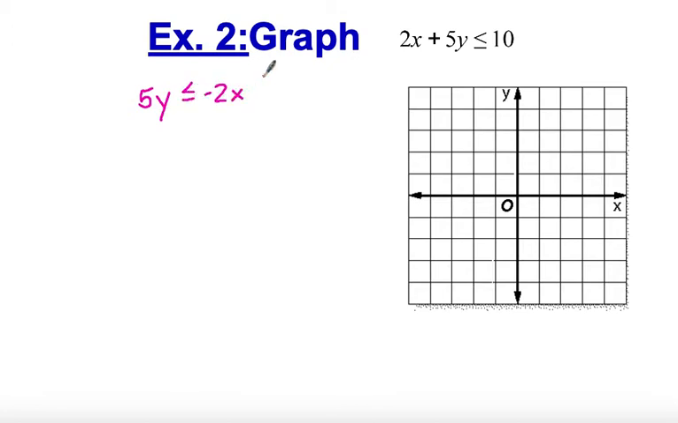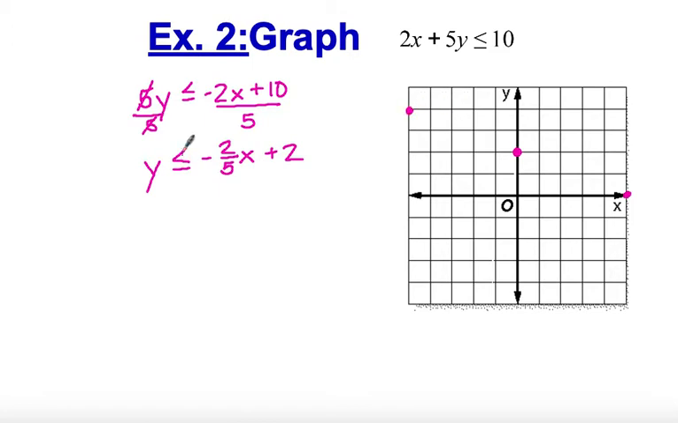I'm going to subtract 2x and then divide everything by 5. I don't have to flip my inequality sign this time because I didn't divide by a negative. But this is going to result in negative 2/5 x plus 2. Start at the beginning with a positive 2, and I'm going to move down 2 over 5, 3, 4, 5, or up to 1, 2, 3, 4, 5 to the left.